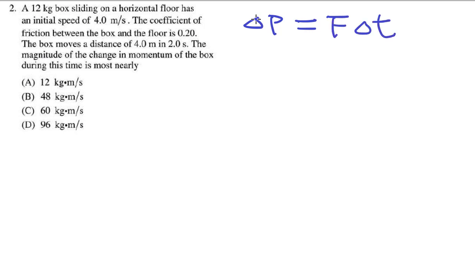Okay. Time is already given. Time they tell you is 2 seconds. So we need to figure out what's the force, specifically the force in the x direction, because that's where the momentum is.